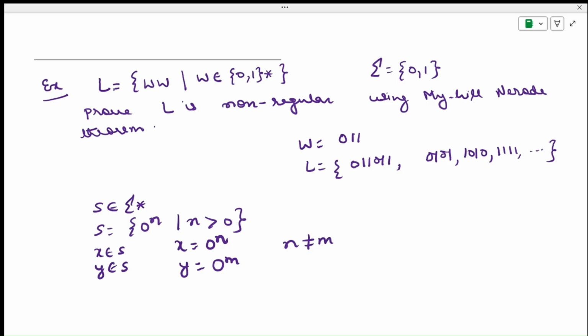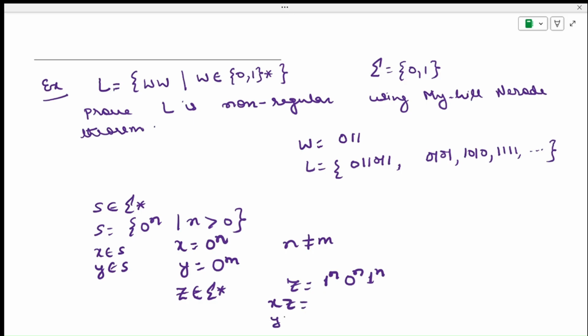Take some string z that belongs to sigma star. Assume that I take z is equal to 1 raised to the power n followed by 0 raised to the power n followed by 1 raised to the power n. Now concatenate x with z and y with z.